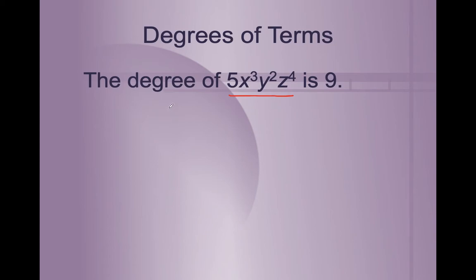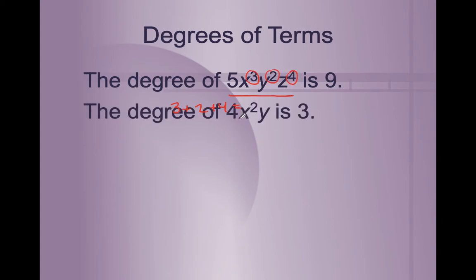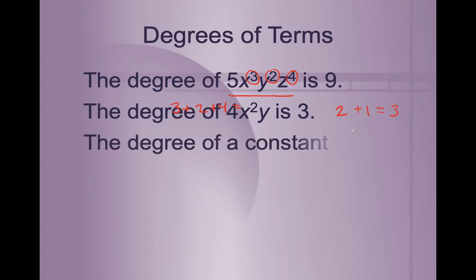Why? Because the degree of a term is the exponents added together. Exponents of 3, 2, and 4. So, what's the degree of 4x squared y? Well, it would be 3, because x has an exponent of 2, y has an exponent of 1, that's 3.